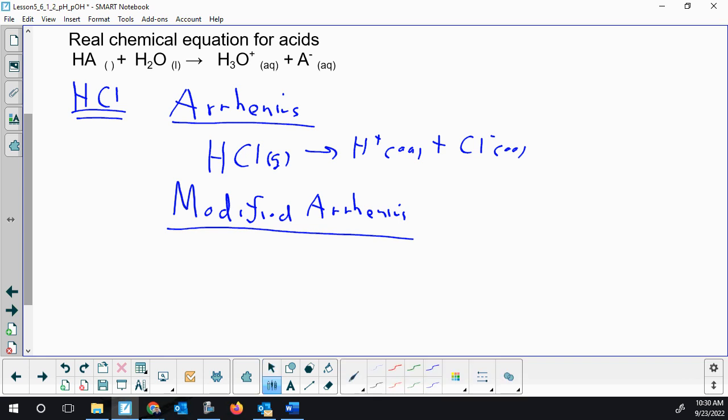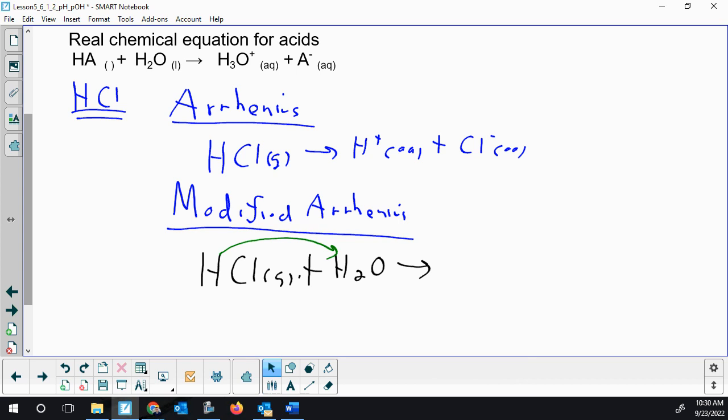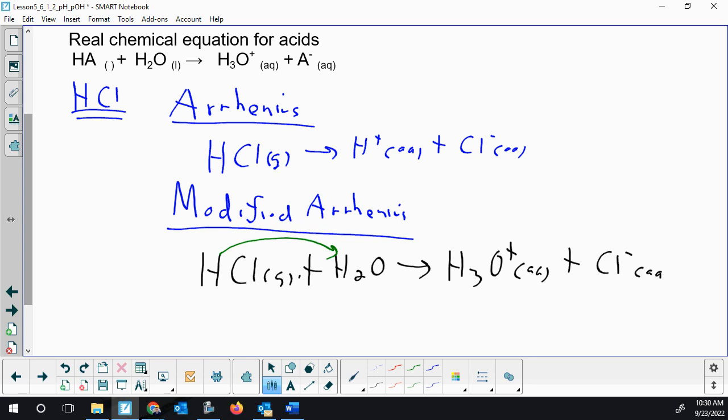In the modified theory, we're going to take the acid and realize that the H+ is transferred to a water. So this H+ ends up with the water. So our water ends up with 3 Hs. Very similar. You can understand acids and bases with either.